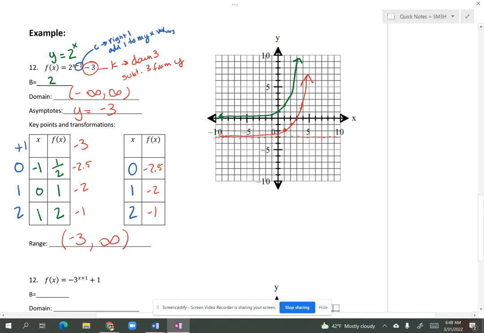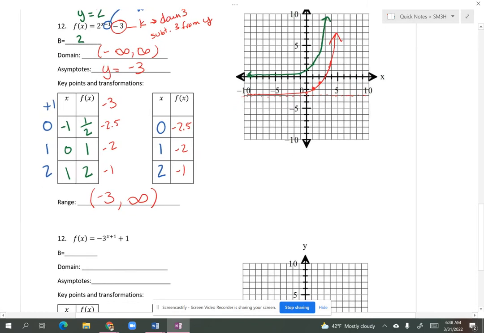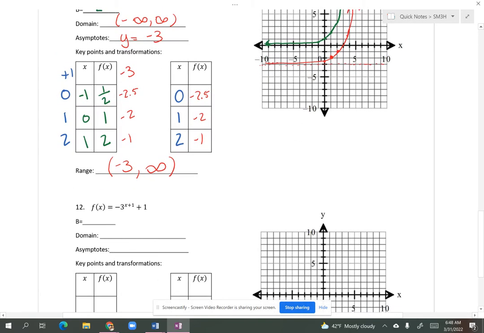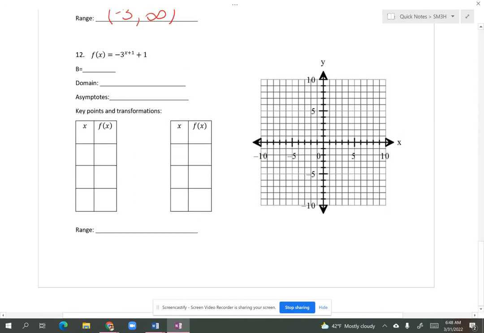Okay. At any time, feel free to rewind or pause, or maybe challenge yourself and pause it and try to go on and then check your answers, because this one's a little bit more difficult, but I think you could do it.